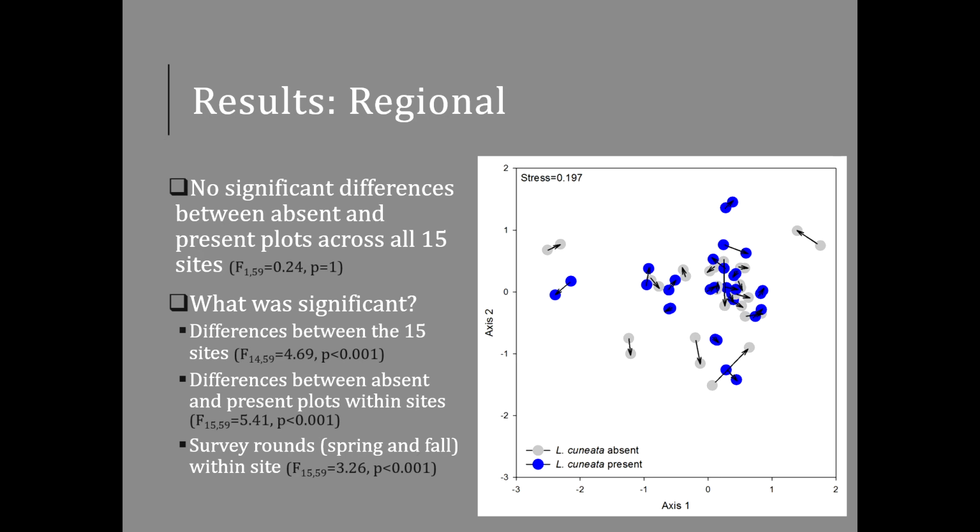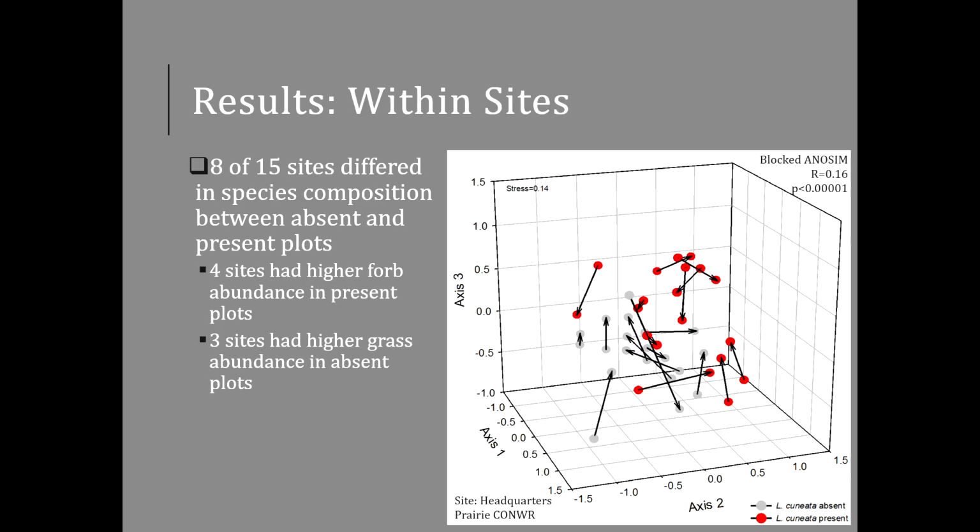So then what I did is I analyzed each site individually, okay? So I didn't stop here. I wanted to dig a little bit further and see what we could find. So looking across each site, I found that within the sites, half of them did have differences in the plots where Sericea was growing and where it wasn't growing, okay? So if we looked on a smaller scale, there were some significant trends, okay?